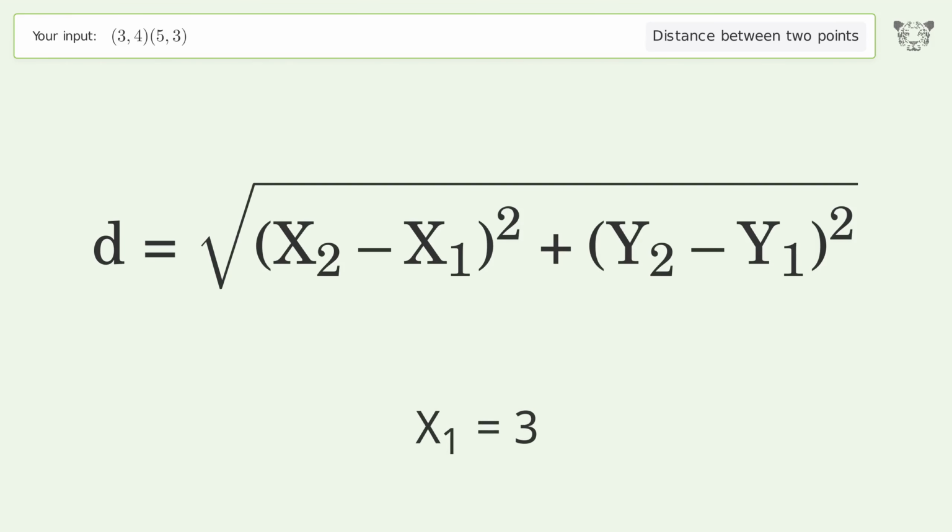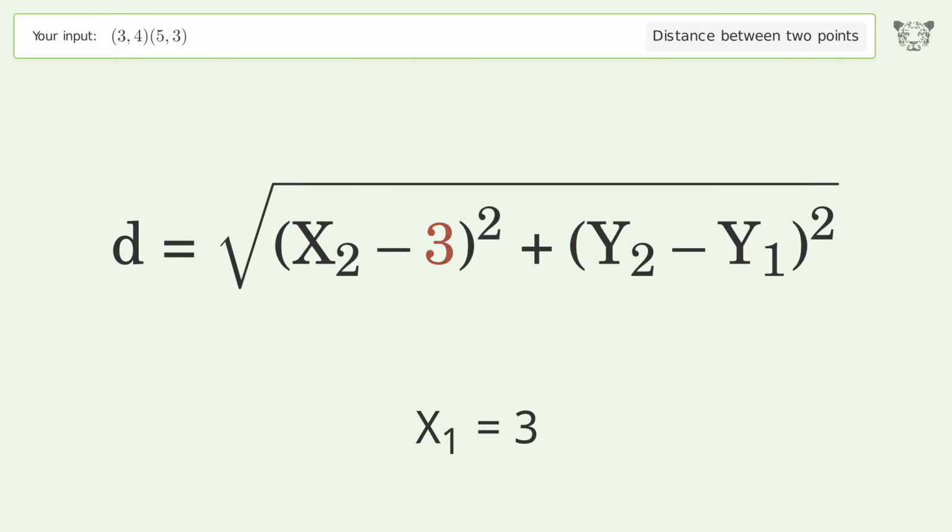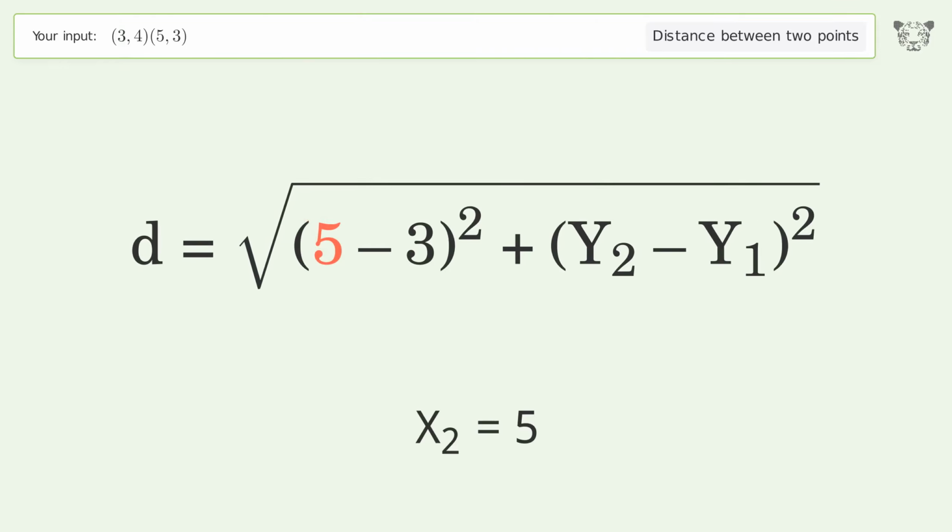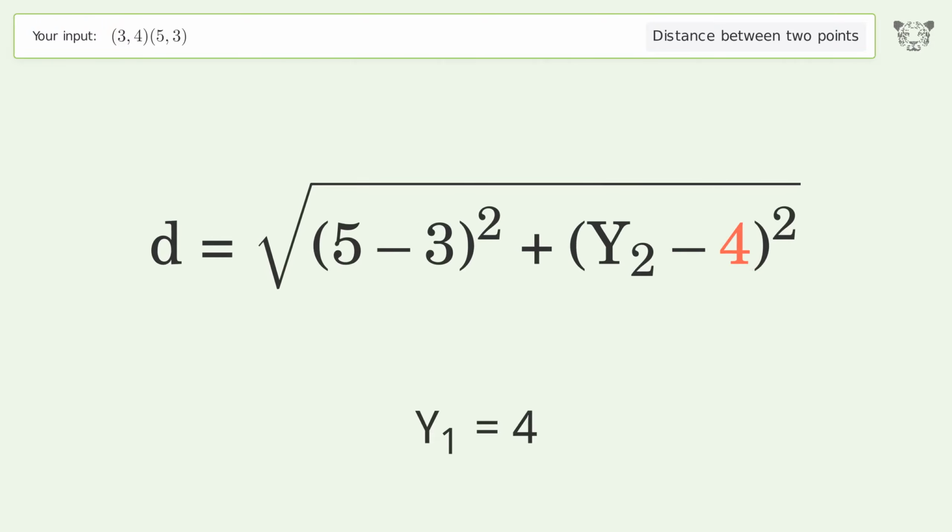x1 equals 3. x2 equals 5. y1 equals 4. y2 equals 3.